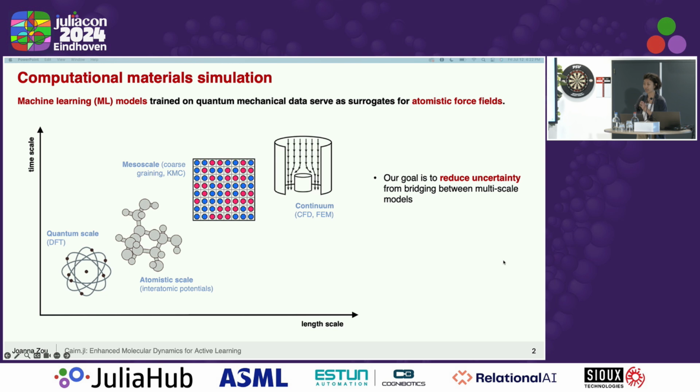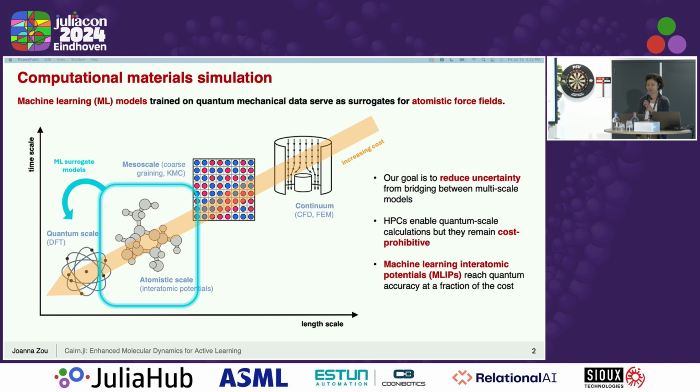So earlier this week, Rachel Kirchen and Michael Herbst gave an excellent keynote, which motivates why we care about multi-scale modeling and computational material science, where numerical simulation models can help accelerate the process of materials characterization and discovery. Even with advancements in high-performance computing, simulations at the quantum scale using DFT remain cost prohibitive for systems larger than a few hundred atoms. And for that reason, we're interested in developing machine learning interatomic potentials, which serve as surrogate models at the atomistic scale, which are trained on quantum calculations and achieve the same accuracy at a fraction of the cost.